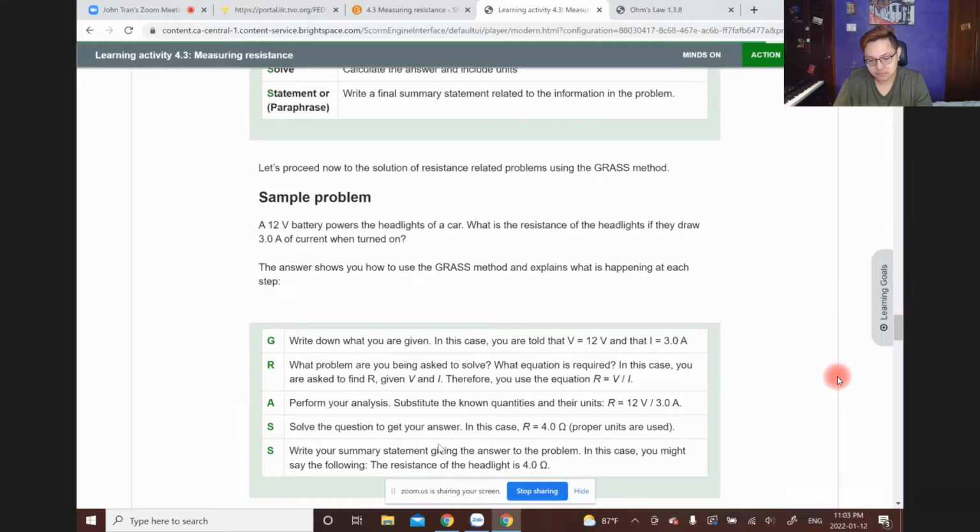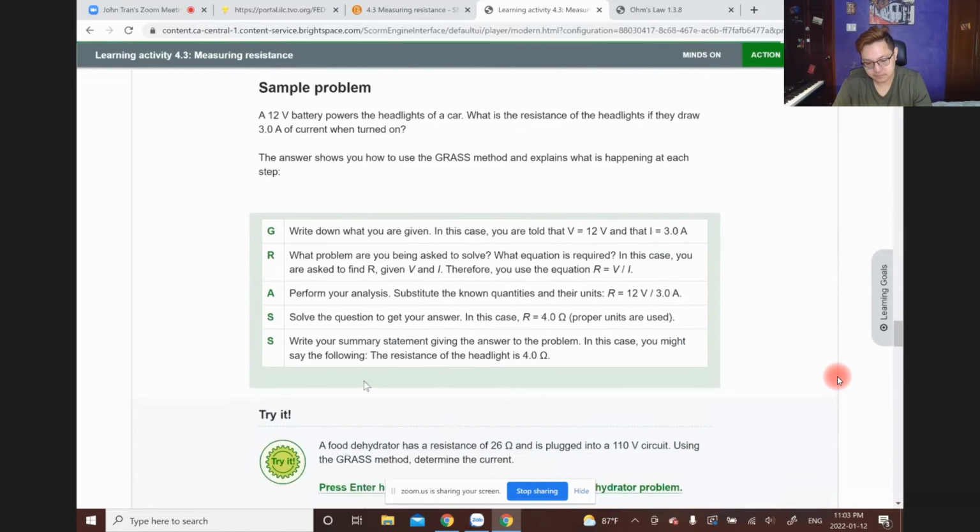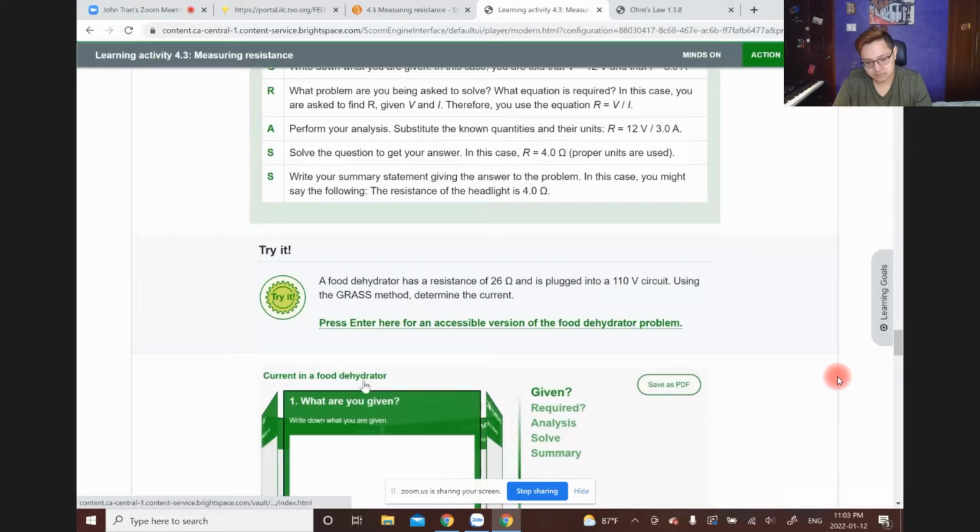Write your summary statement giving the answer to the problem. In this case, you might say the following: the resistance of the headlights is 4.0 ohms.